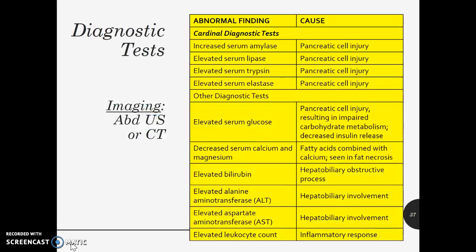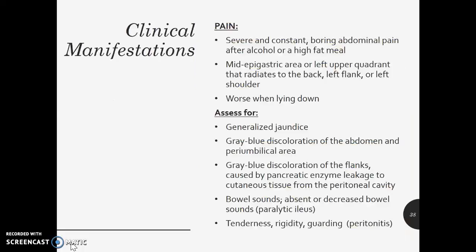Diagnostic test: this is just a list of things to commit to memory as to what kind of levels of different things would be up and why. And it's typically because of pancreatic cell injury, a lot of them are, or an obstruction to the liver, or the liver being involved. You also will have, usually on imaging, you can see that there's an issue with pancreatitis either by abdominal ultrasound or CT.